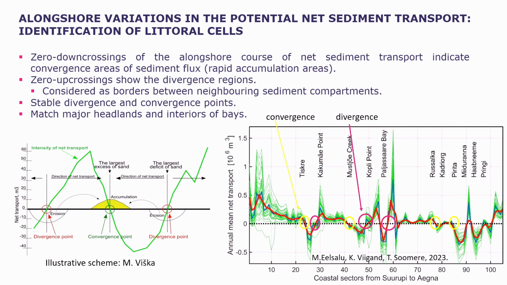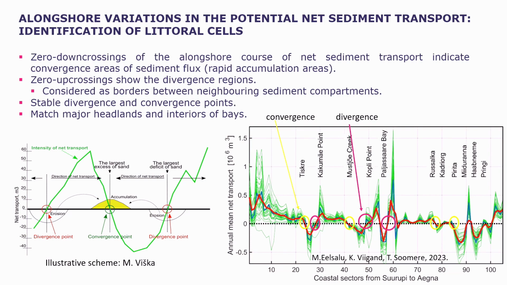The pattern of potential net sediment transport along the study area allows us, at least as a first approximation, to identify the main littoral cells. The zero crossings, marked as yellow circles, indicate the convergence areas of sediment flux. In nature, we can see those as sandy beaches, where the sediments are accumulating.